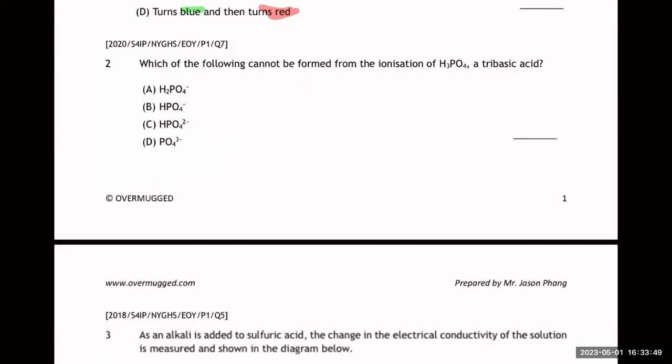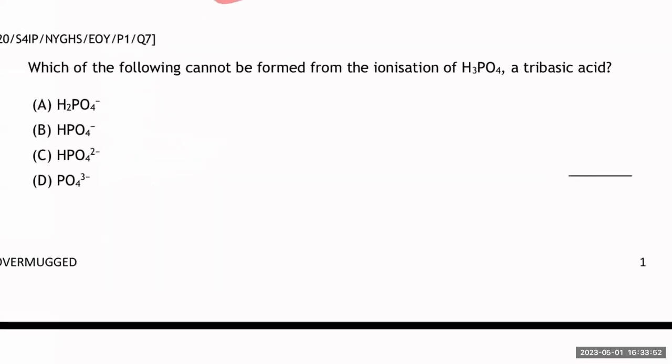Moving on, we're looking at ionization of H3PO4. Do you know what the name of H3PO4 is? Phosphoric acid. Actually, I just saw it right there in your paper just now as well. It's the exact same question. Phosphoric acid here is a tribasic acid. Tribasic acid meaning when it dissolves in water, it releases 3 hydrogen ions per H3PO4 molecule. Simple as that. We're looking for ionization, meaning every time it splits, it releases 1 hydrogen ion at a time. So to do this question, the best way is to write out your 3 ionic equations.